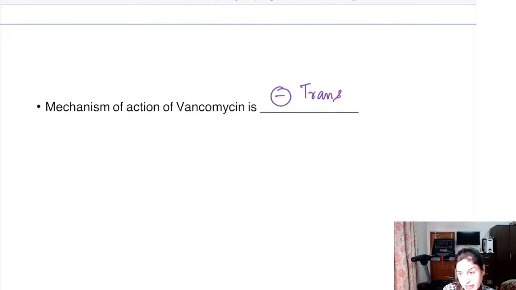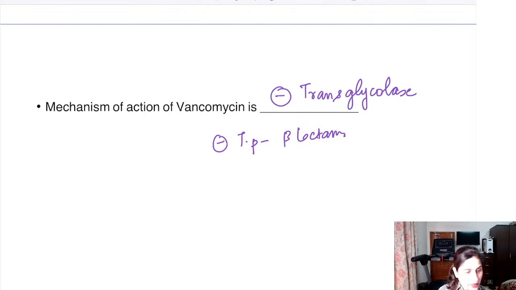No, transpeptidase is beta lactams. That is why I asked this. Transpeptidase is beta lactams, it is different. Vancomycin is not on the same target as the beta lactam. It inhibits another point, that is transglycosylase. Transpeptidase is for your beta lactams. There should be no confusion in this.